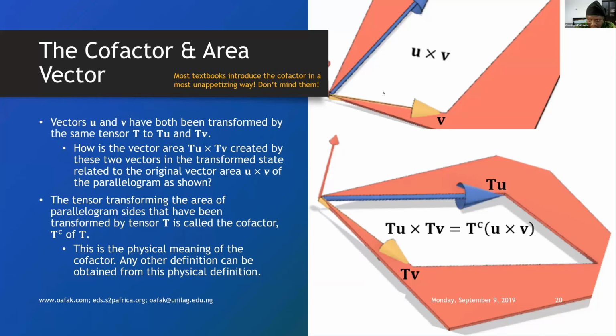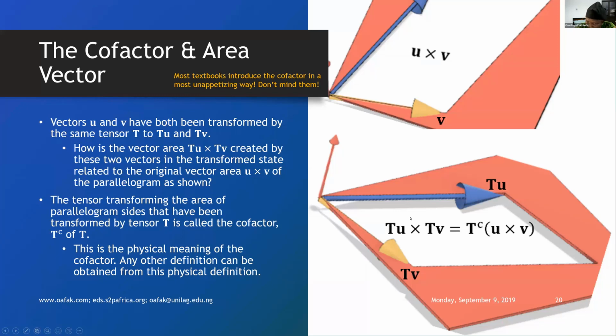by the vector, by the tensor. So if T transforms U and T transforms V, it is TC that transforms U cross V. That is, you can find U cross V from U and V alone by just transforming that area by TC.